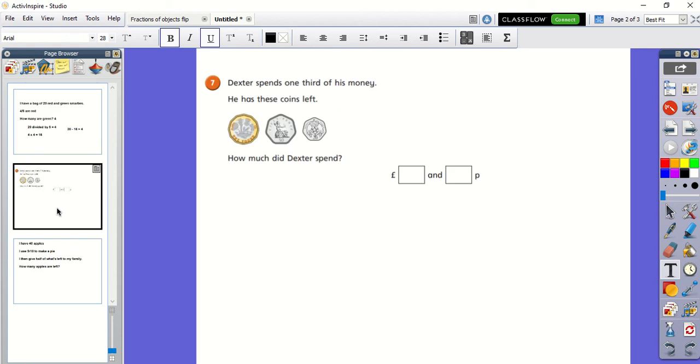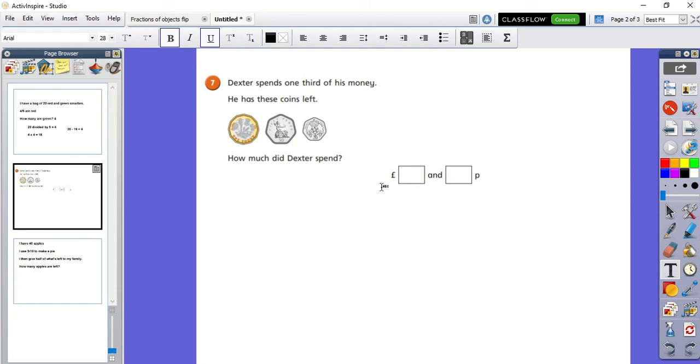Now I've snipping tooled this one from the worksheet because it's a bit more higher level. So I thought I'd walk you through this one. It should help you with the rest on that page. So, Dexter spends 1/3 of his money. He has these coins left. How much did Dexter spend?